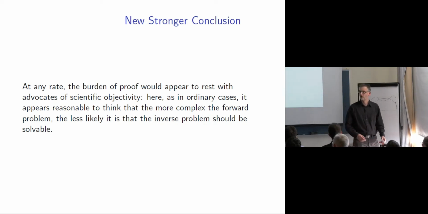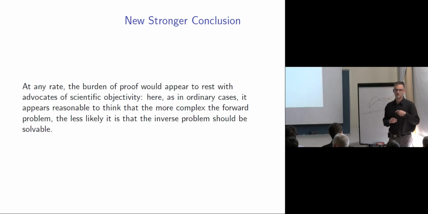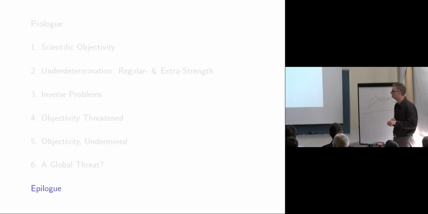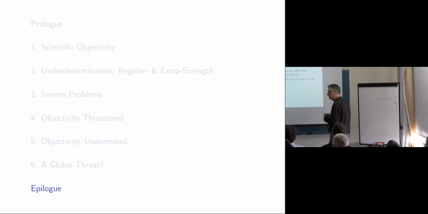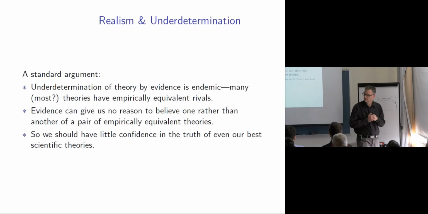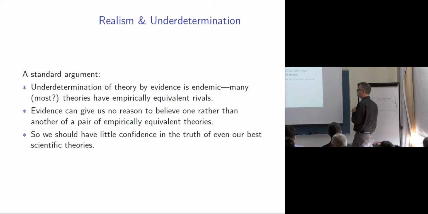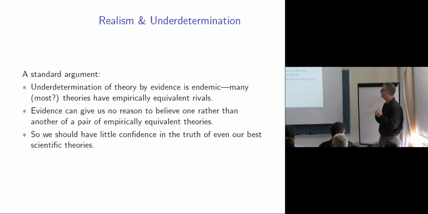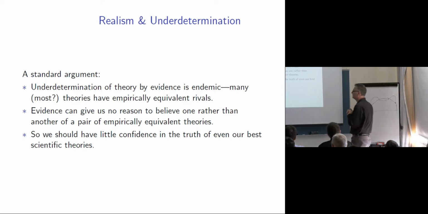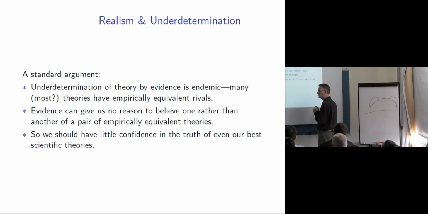Now, the epilogue is going to take us back to realism instead of objectivity. Okay, so here's the standard argument against realism from underdetermination. Underdetermination of theory by evidence is endemic, says the anti-realist. Many or most theories have empirically equivalent rivals. And then they say, evidence can give us no reason to believe one rather than another pair of empirically equivalent theories. And then they say, so we should have little confidence in the truth of even our best scientific theories.